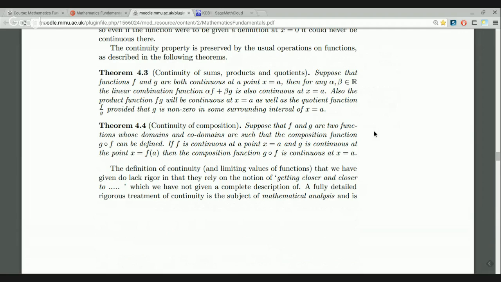Now, we'll just finish by giving you a first look at the formal definition of continuity. Because when it comes to proving general properties like those in theorems 4.3 and 4.4, general properties about the concept of continuity itself, the definition we've given up to now isn't detailed enough. So we need a formal definition of continuity.